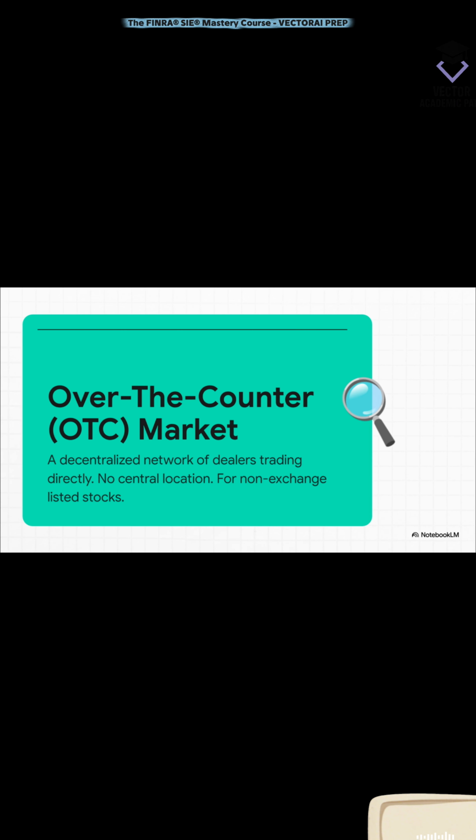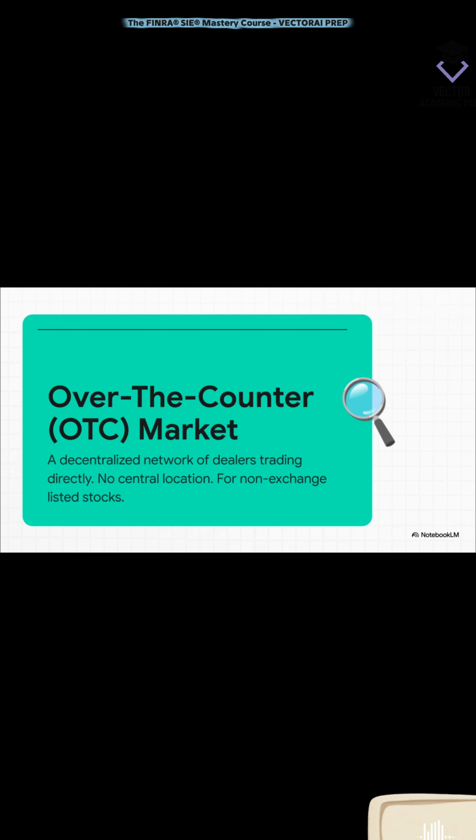Okay, next, and this is the polar opposite, you have the over-the-counter market, or OTC. The keyword here is decentralized. There's no physical building, no trading floor. It's just a huge electronic network of dealers trading directly with each other. This is typically where you find stocks of smaller companies, the ones that don't meet those super strict listing rules for the big exchanges.